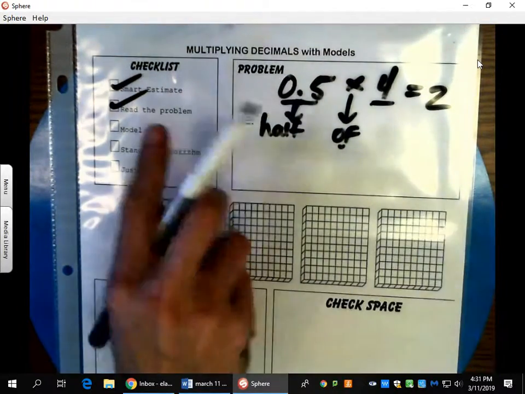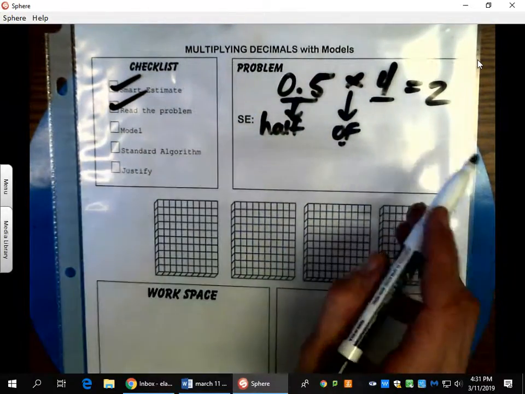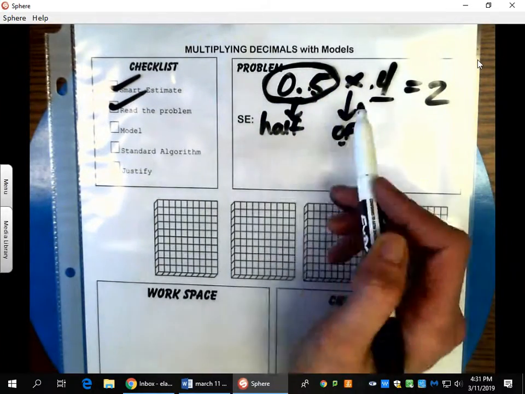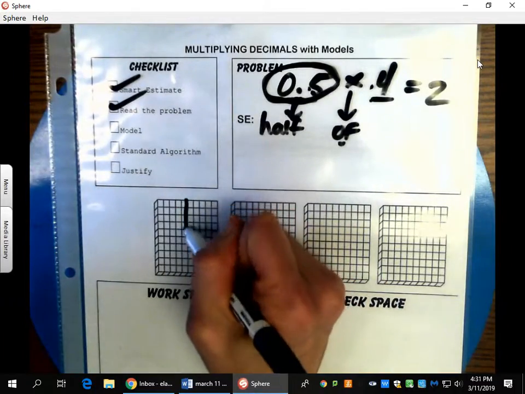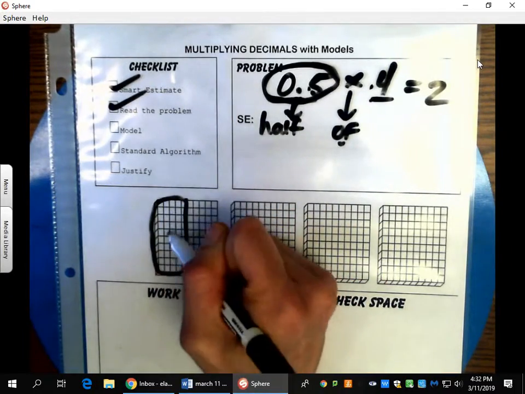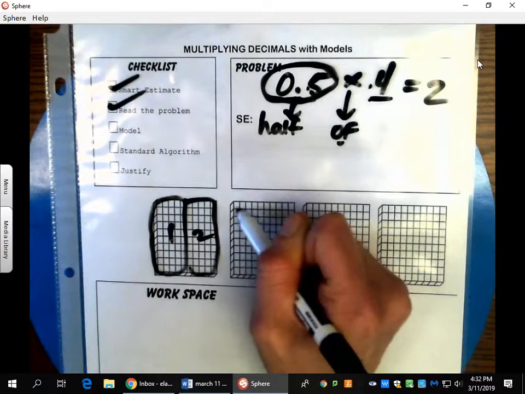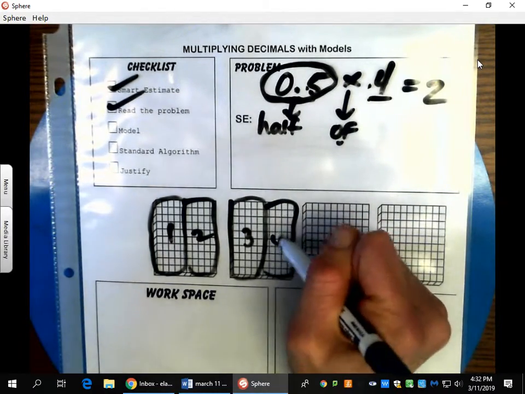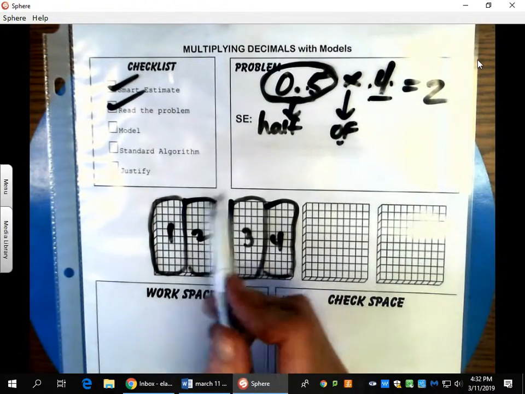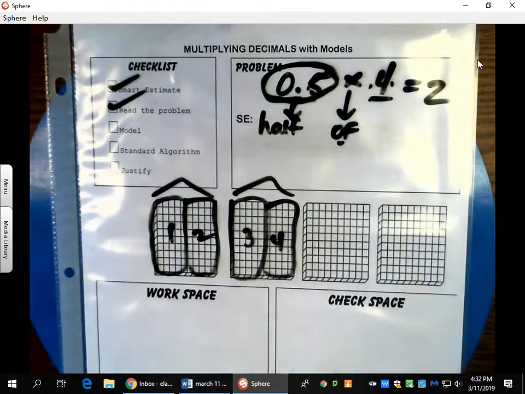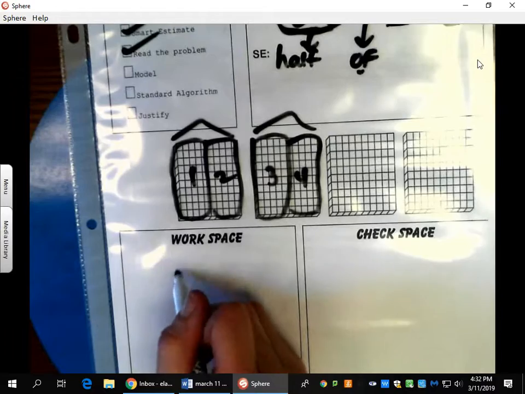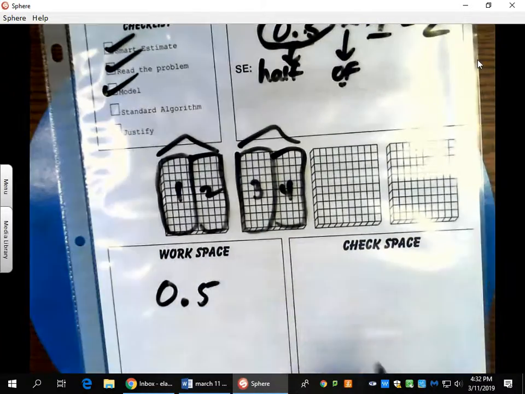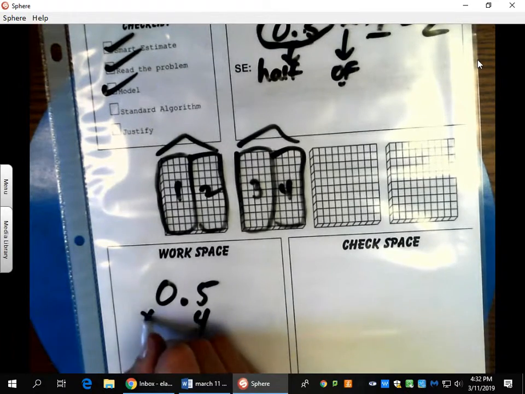Next, so we did read the problem. Next, modeling it. 4 of these, and these are 5/10, we said, or a half. So 4 of them. Well, okay, here's 1 of them. Here's 2 of them. Here's 3 of them, and here's 4 of them. So when I do 4 of those, I get 2 whole. Let me just double check with the algorithm, because that's always a good backup. More digits go on top, not the bigger number, more digits.